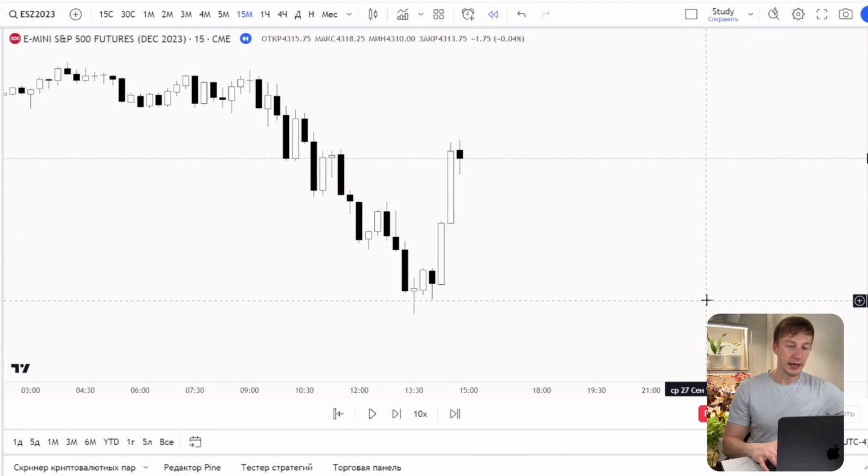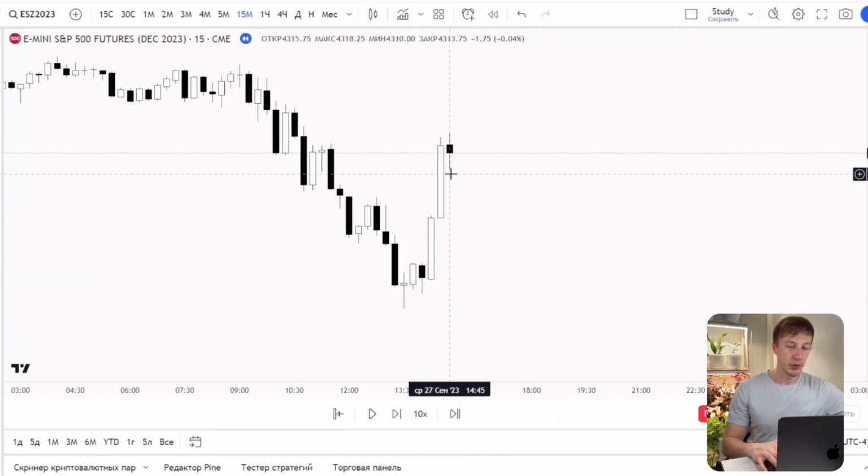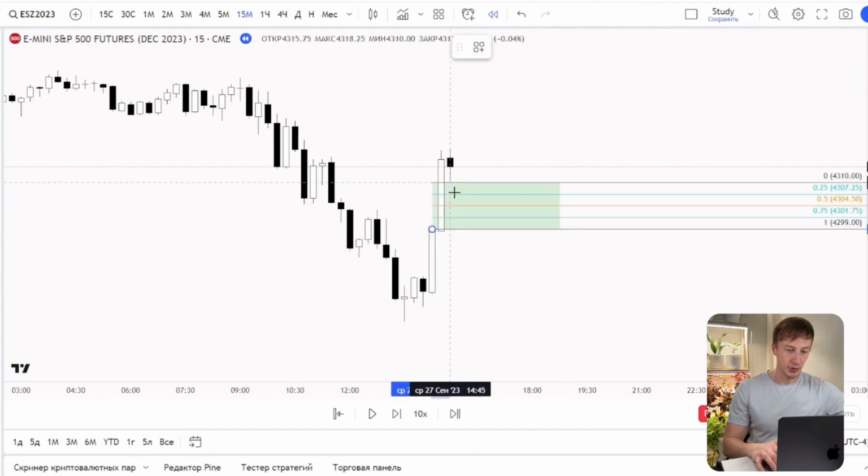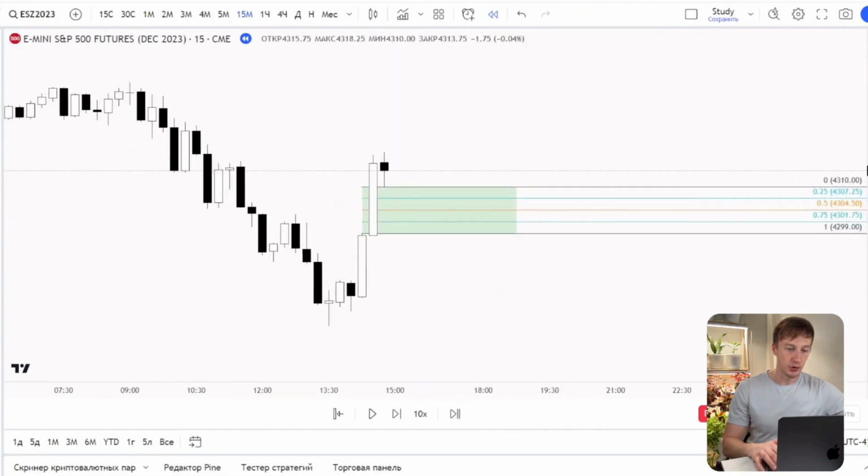Let's start with the anatomy of an imbalance. Here we have two standard imbalances, and we'll take a look at the closest one. This is a bullish imbalance, let's mark it in green. Every imbalance has key levels that are fundamentally important to us.